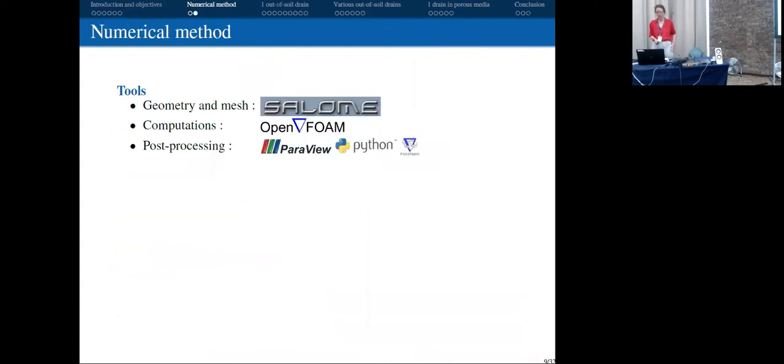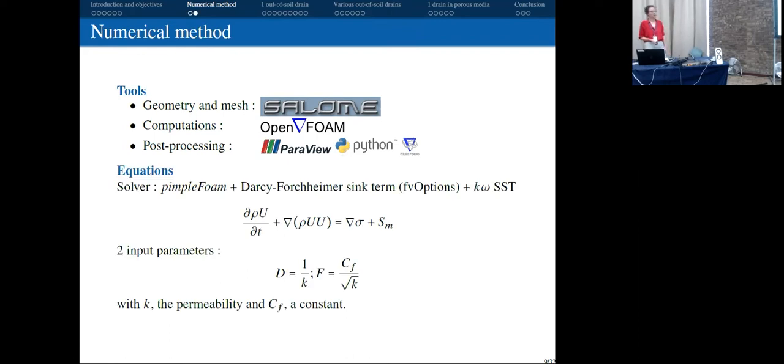About the numerical method, we use Salome for geometry and mesh, OpenFOAM for computation, and ParaView, Python, and the module FreeForm for post-processing. About the solver, we use the PimpleFoam solver with a Darcy-Forchheimer term through fvOptions and the k-omega SST model for turbulence. So we solve this equation, and we have a Darcy-Forchheimer term at the end. These terms need two new input parameters, which are D and F, connected to the permeability K and constant CF.